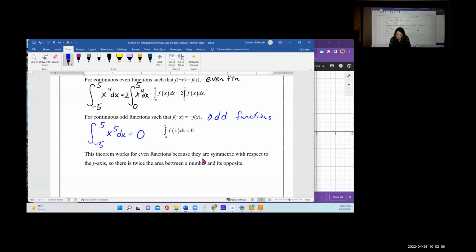Now, does this apply to something like -3 to 2 of f of x dx? Does it apply to that one? No, it does not. These numbers right here have to be opposites. So it would not apply on this one.